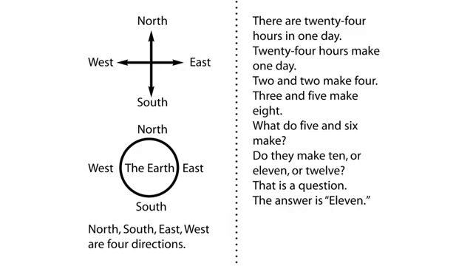North, south, east, west are 4 directions. There are 24 hours in one day. 24 hours make one day. 2 and 2 make 4. 3 and 5 make 8. What do 5 and 6 make? Do they make 10 or 11 or 12? That is a question. The answer is 11.